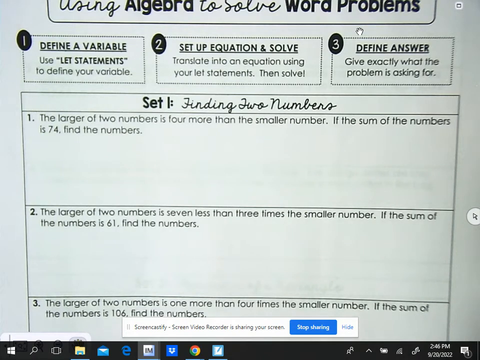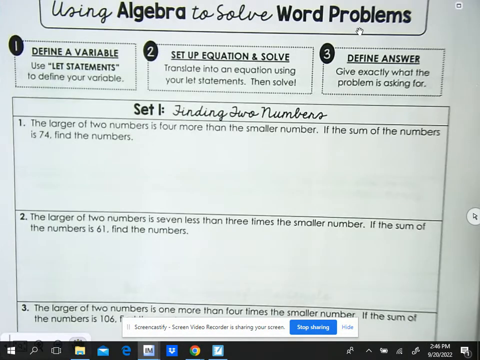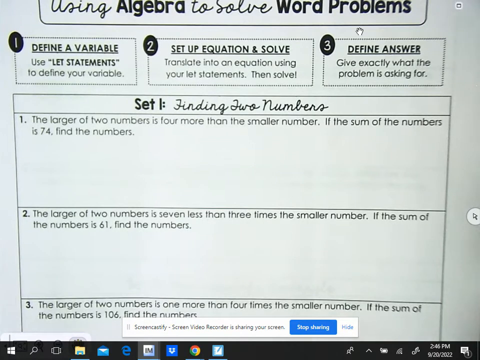All right, so I'm going to go through all of your word problems, and I may not do every single one of these on your note template. I will do a great deal of them, but I may not do every single one because there are quite a few to get through in this video.